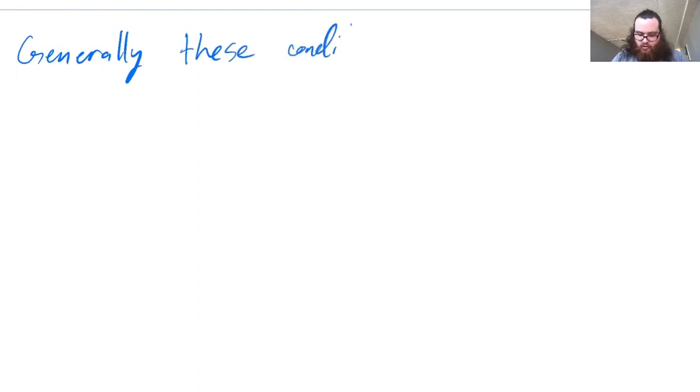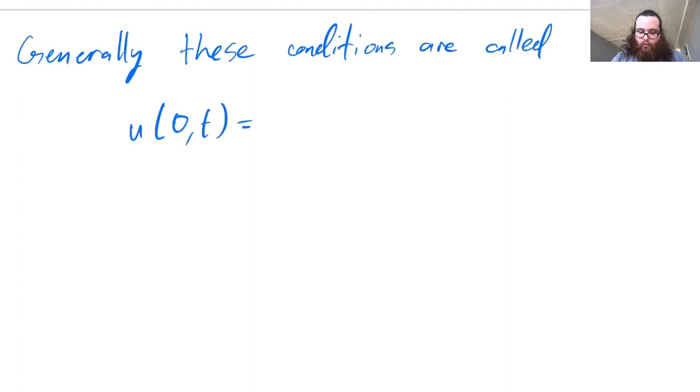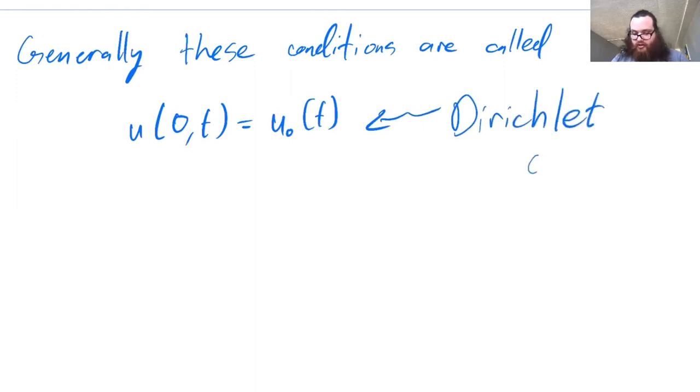So I gave more physical names and interpretations for these things. So I'll say generally these conditions are called, so if we're prescribing the function value at a point, this is called a Dirichlet condition.